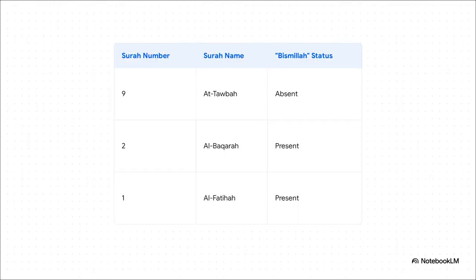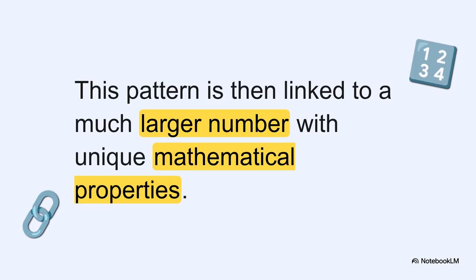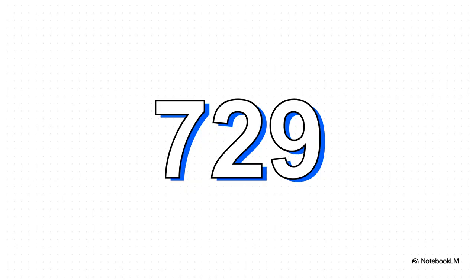So the analysis points to a sequence here. Surah 9, the one without the Bismillah, is represented as a 0. Then, according to the source, it's thematically linked to Surahs 2 and 1, which creates this symbolic 0-to-1 pattern based on the Bismillah's status. But wait, the connections don't stop there. This pattern is then linked to another, much bigger number, one that has some pretty unique mathematical properties and, according to this theory, ties everything together even more tightly. And that number is 729.